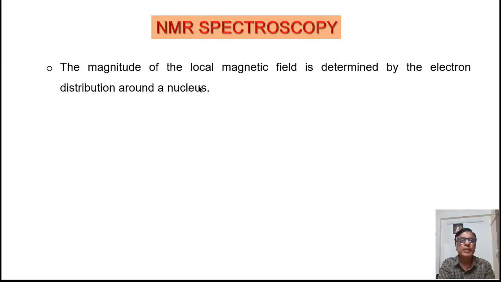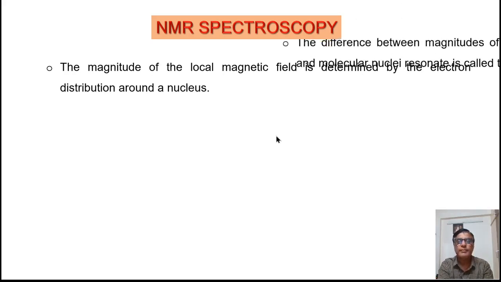The next point is that the magnitude of the local magnetic field is determined by the electron distribution around a nucleus. How can we determine the magnitude of the local magnetic field? It is determined by the electron distribution around a nucleus.